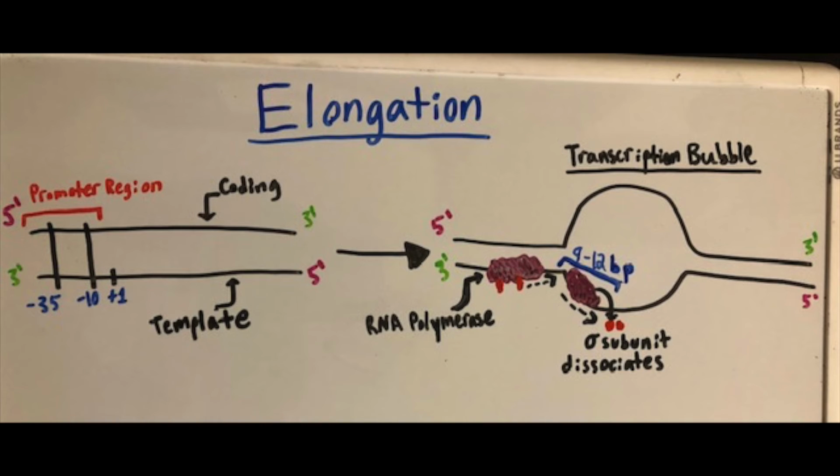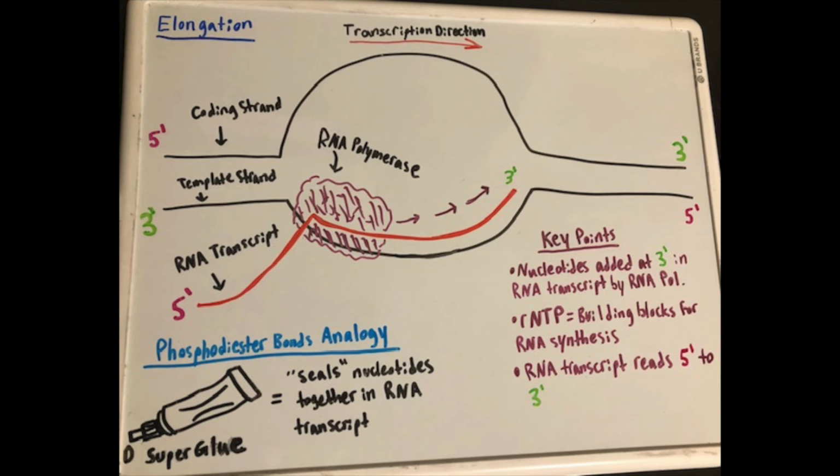Once RNA polymerase attaches to the consensus sequences of the promoter region, it will create a transcription bubble that will allow for the RNA transcript to be created and read 5' to 3' from the template strand. Once 9 to 12 nucleotides are added to form RNA, the sigma factor will dissociate from RNA polymerase. Moving into our bubble, our RNA is synthesized with the help of rNTPs, which are the building blocks for RNA synthesis and serve as a chemical energy storage system for this process.